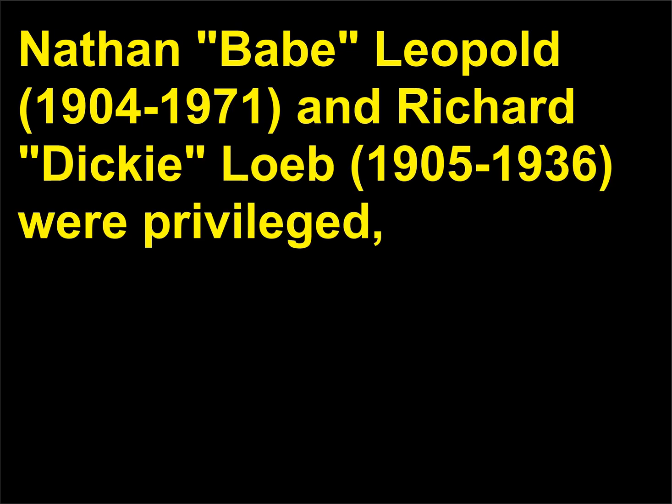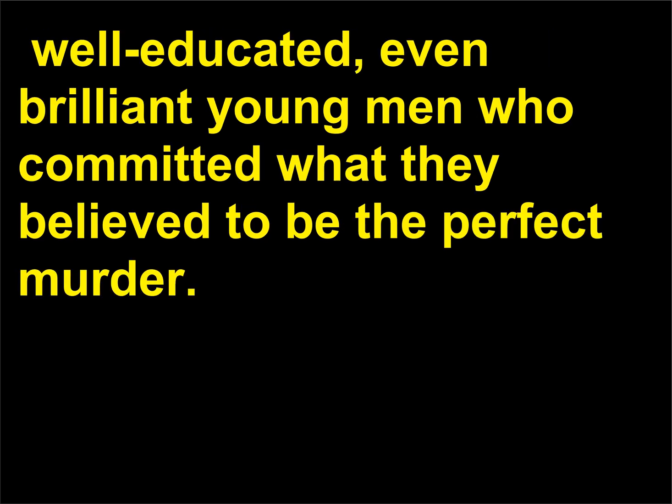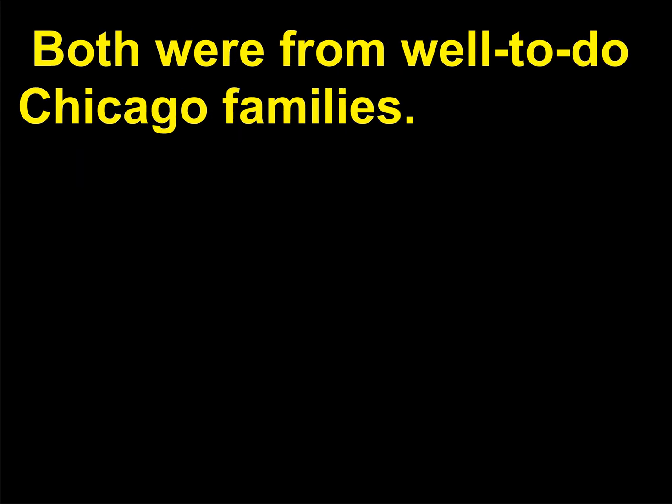Who were Leopold and Loeb? Nathan "Babe" Leopold, 1904 to 1971, and Richard "Dickey" Loeb, 1905 to 1936, were privileged, well-educated, even brilliant young men who committed what they believed to be the perfect murder. Both were from well-to-do Chicago families.